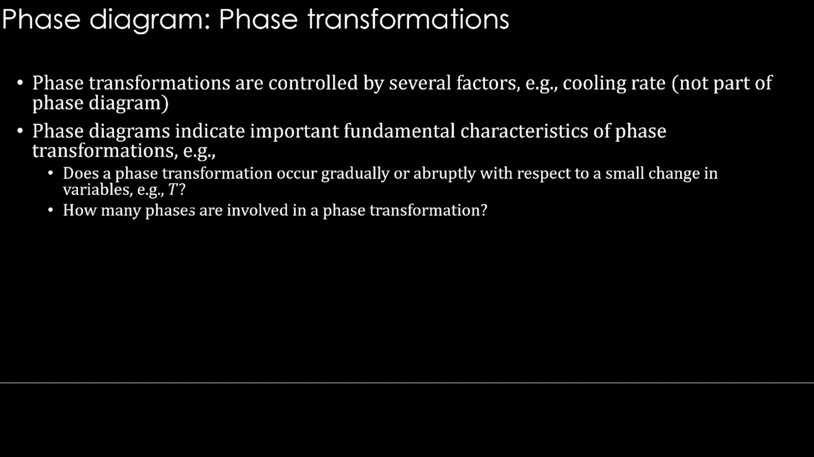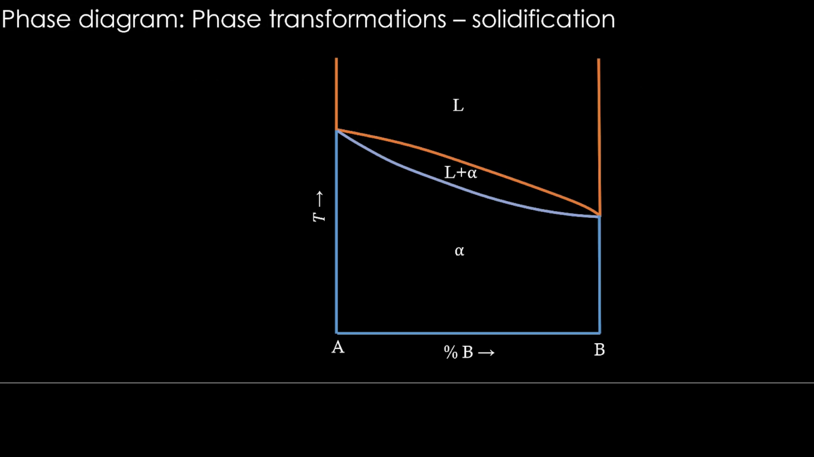Then how many phases are involved in a phase transformation? It may be one phase becoming another phase, or one phase transforming to more than one phase. So there are several types of transformations like this. Such aspects can be captured by phase diagrams. So let's look at one transformation, the gradual type, solidification in a simple isomorphous system.